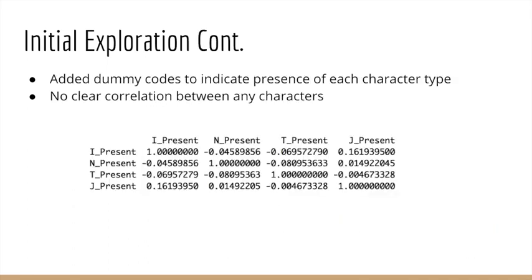I also decided to add dummy codes for the presence of each letter. Basically, the way these work is you either have an I or an E as the first one, either an N or an S as the second one, either a T or an F as the third one, or a J or a P as the very last one. So it's an either-or situation. I wanted to see if there was a prevalence between any of these characters, and it didn't look like there was an overwhelming correlation between any of them. The most correlated would be J and I, but at 0.16 it's very low, so I wasn't inclined to say there was any correlation that screamed out at me or needed to be accounted for.